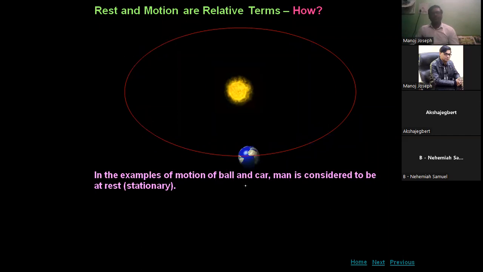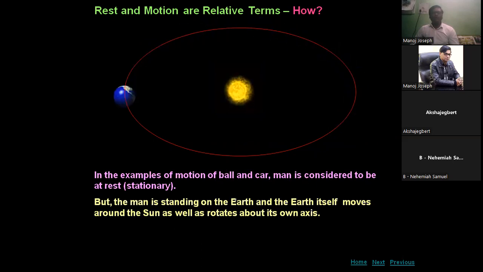So in the example of the motion of the ball and the car, the man is considered to be at rest, stationary, but the man is standing on Earth, and the Earth itself is moving around the sun as well as rotating about its own axis. So no person on Earth can be at absolute rest. So we can say that no object is at absolute rest on the Earth. It is moving with respect to some other frame of reference. If somebody is watching you from space, you are moving, we are moving.